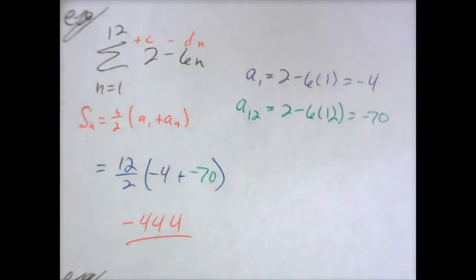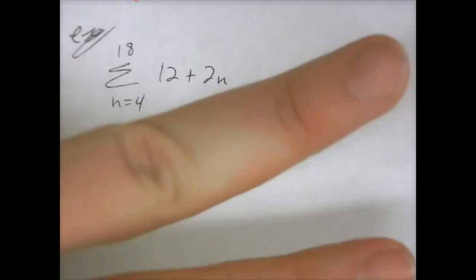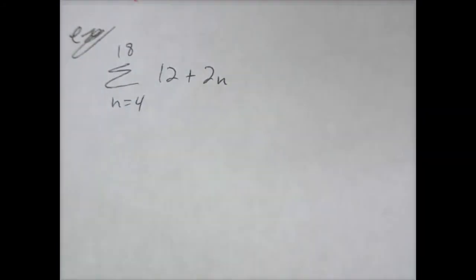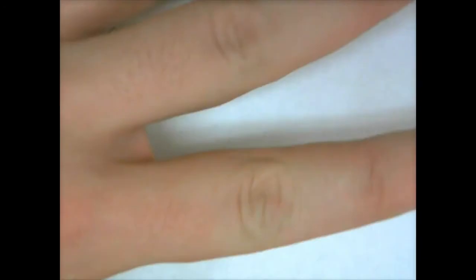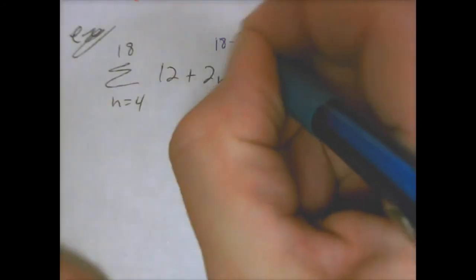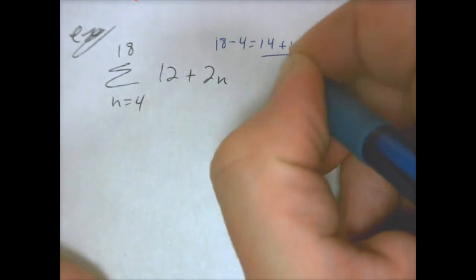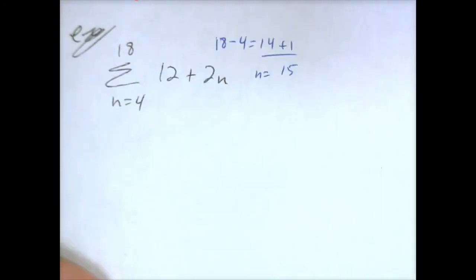So with this one, if you start counting at 4, that means 4 is your 1. So you have 4, 5, 6, 7, 8, 9, 10, 11, 12, 13, 14, 15, 16, 17, 18. Notice you have a full hand. So that means I have 15 terms. Well, if I do 18 minus 4, that would give me 14, but I know I have 15 terms, so I have to add back the 1 to tell me that n is 15.